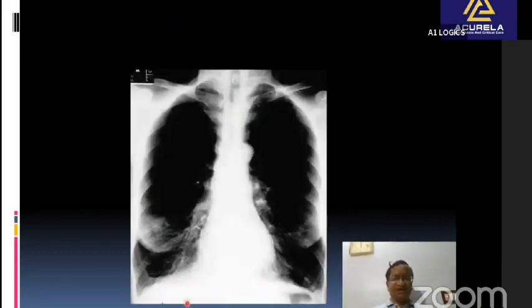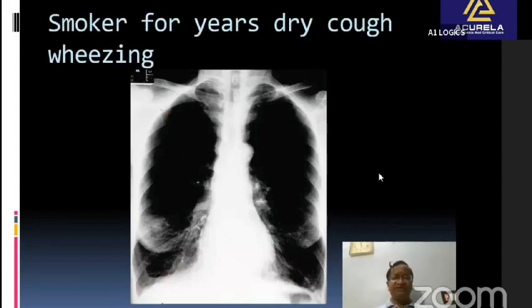Now we can see this is again completely destroyed lungs, destroyed diaphragm, not proper here. So it is likely to be emphysema. Smoker for years together, dry cough, wheezing.